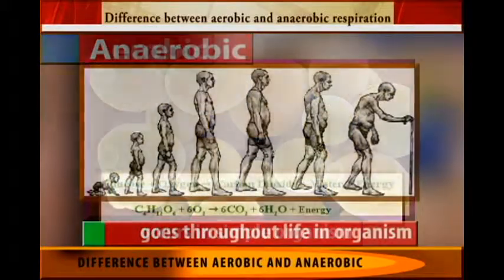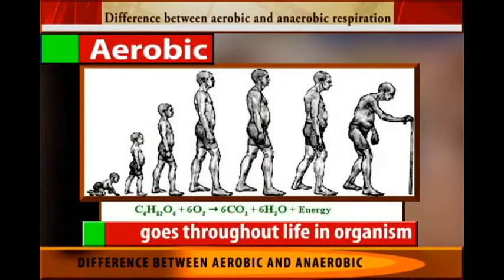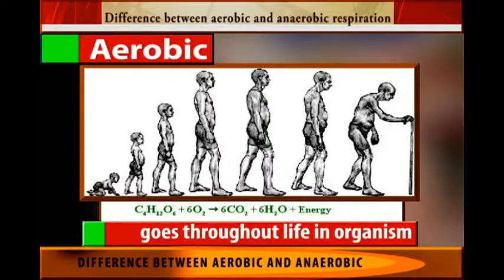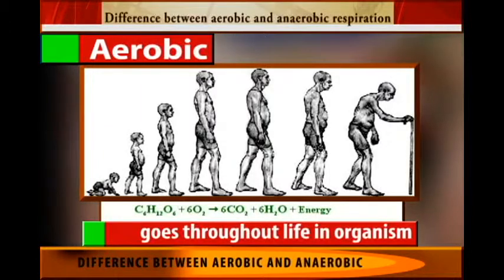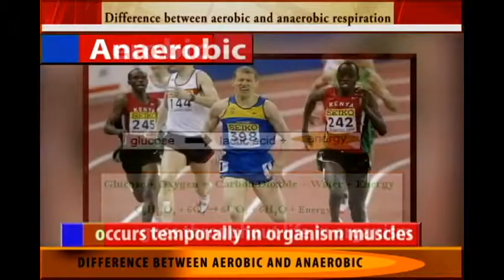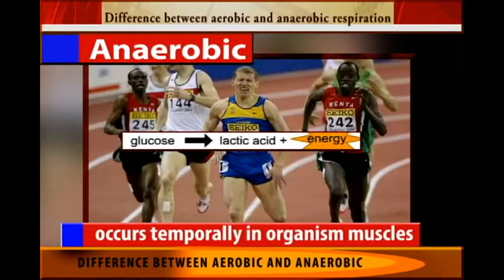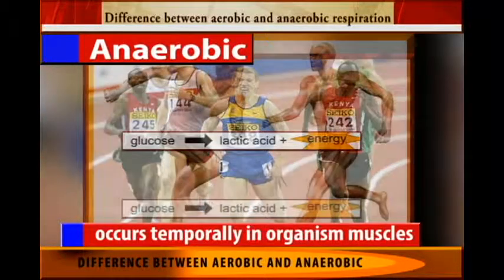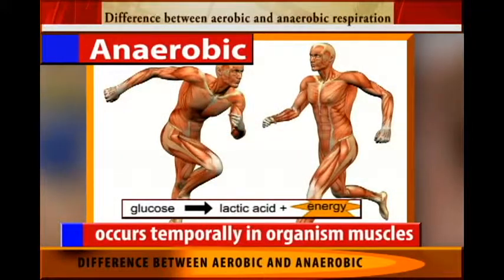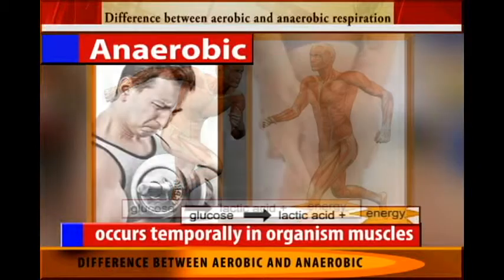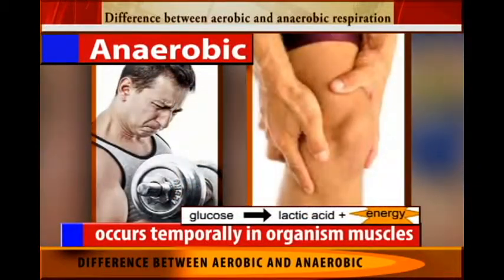And aerobic respiration goes on throughout life in higher organisms, but anaerobic respiration occurs temporarily and is very active in muscles in higher organisms. That's when we get anaerobic respiration. It will take place in higher organisms only at a temporary stage, like for example in muscles.